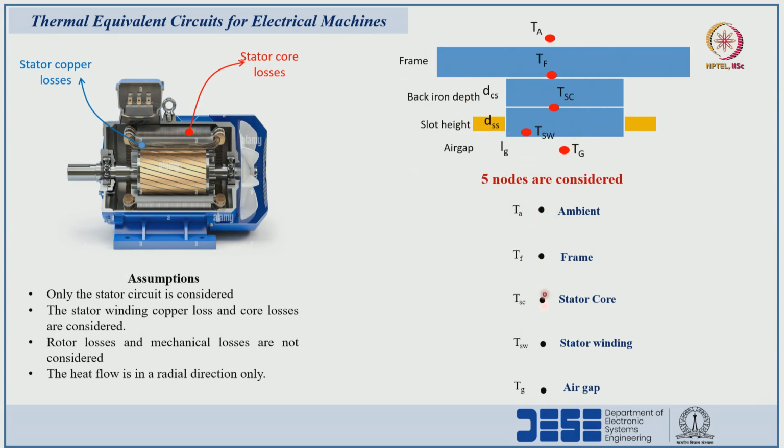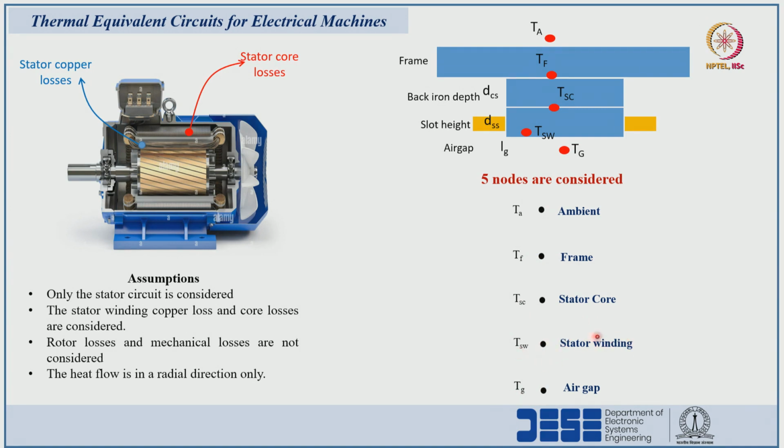The temperatures at these 5 nodes: the temperature at the ambient I am representing as TA, at the frame TF, similarly at the stator core TSC, at the stator winding TSW, and at the air gap it is TG. So, with respect to these temperatures at various nodes, there will be thermal resistances.